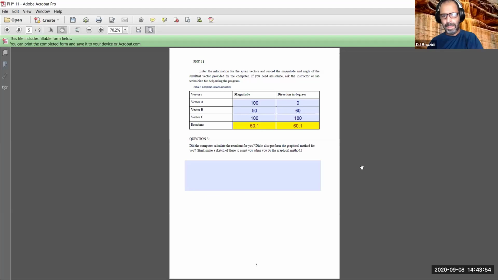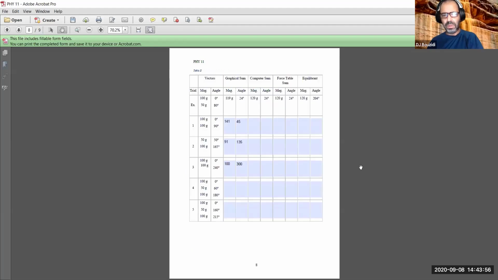I'm ignoring the decimal points, so just 50 and 60. This makes sense because 100 at 0 degrees and 180 degrees cancel one another, so the one that stays is the one in between. Okay, the last one: 100 and 0, 50 and 160, 100 and 215.